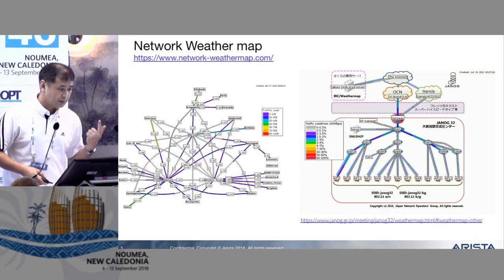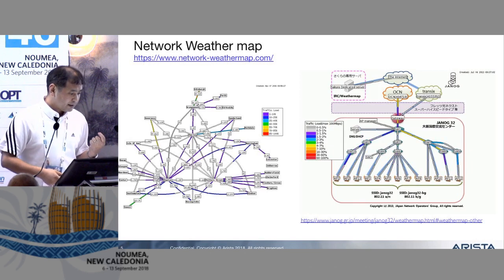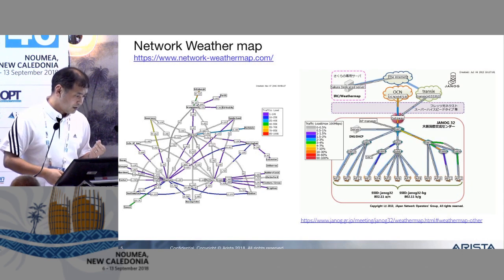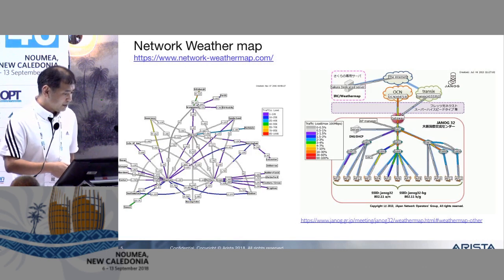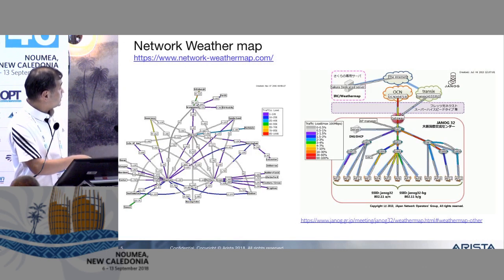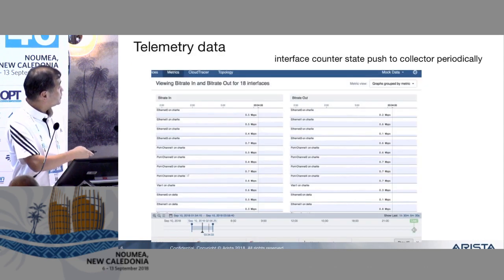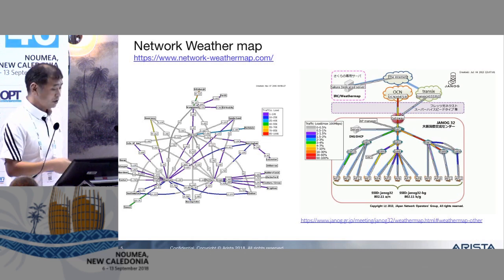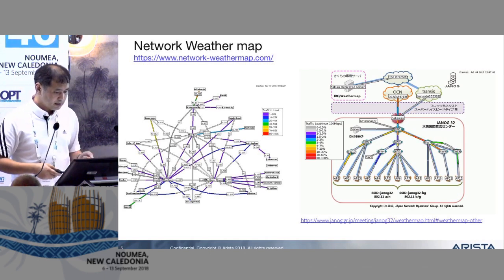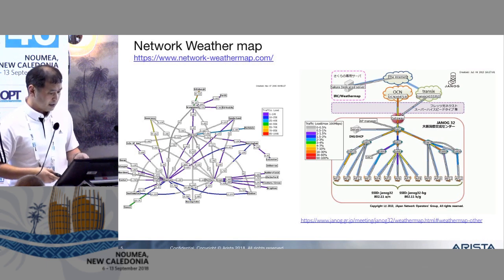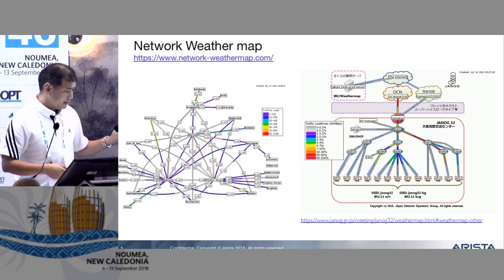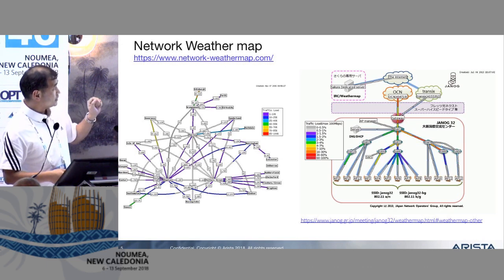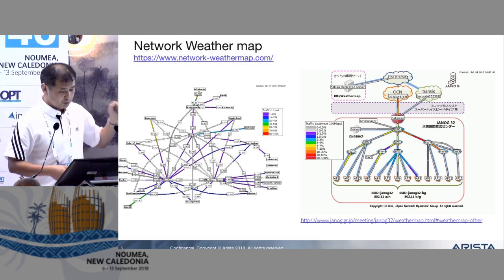This is a network weather map, an open source NMS. This data comes from polling-based data, like MRTG and Cacti. And the good point is that traffic utilization is mapped to the network topology map.